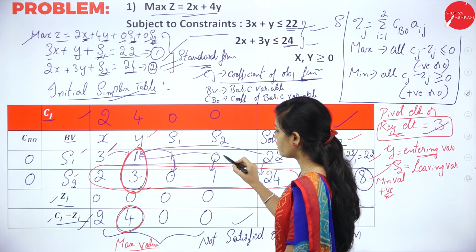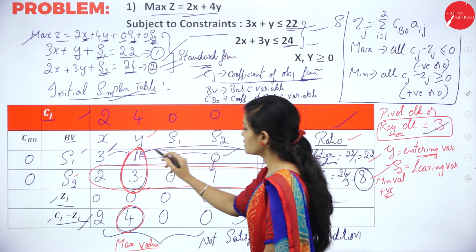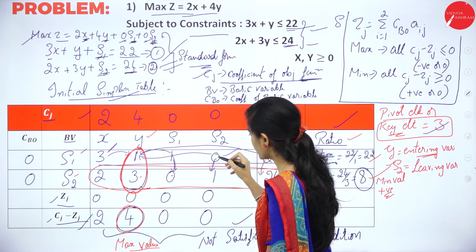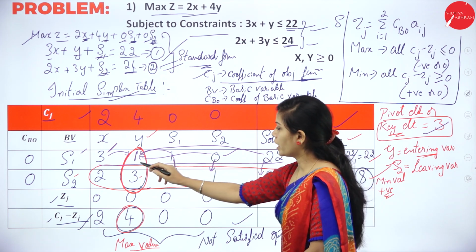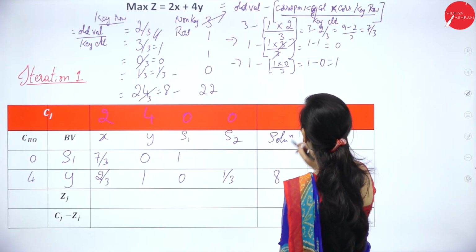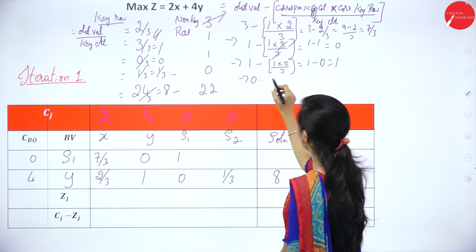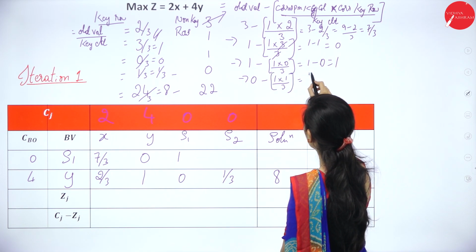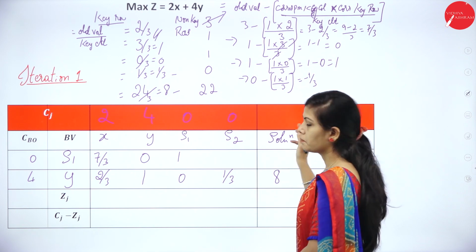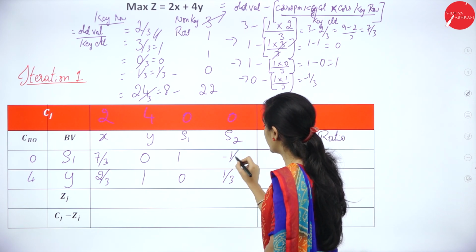The next old value is 0, the corresponding key column is 1, and the corresponding key row is 1. So 0 minus 1 into 1 by 3, it is minus 1 by 3. Minus 1 by 3, I will write here.